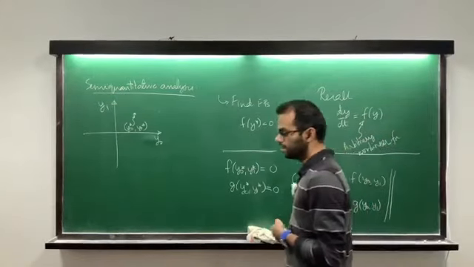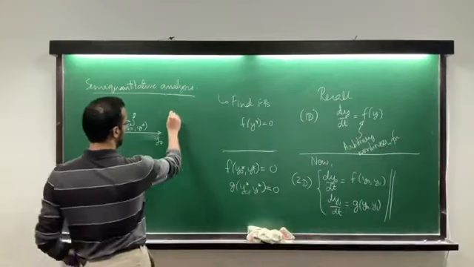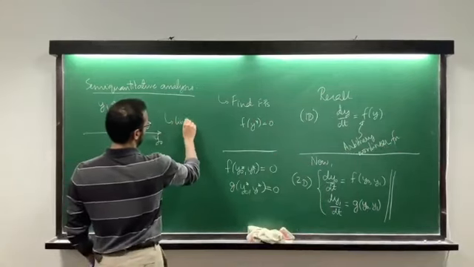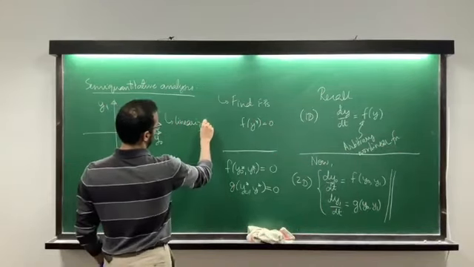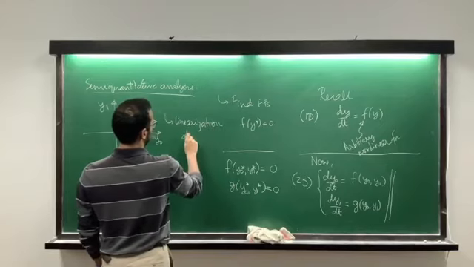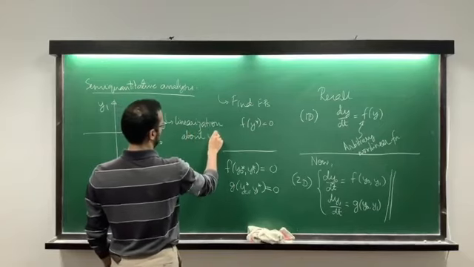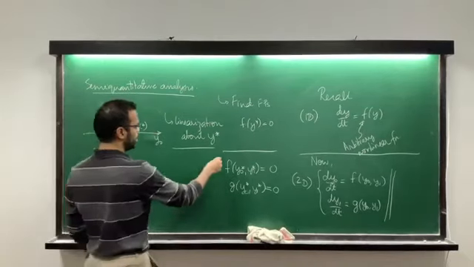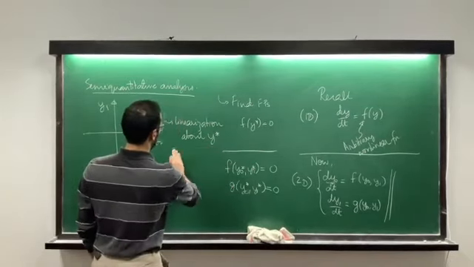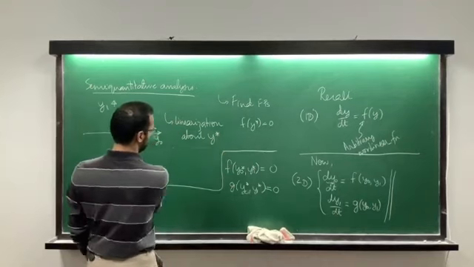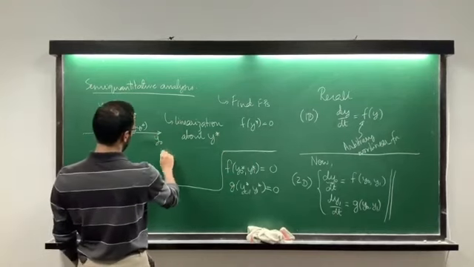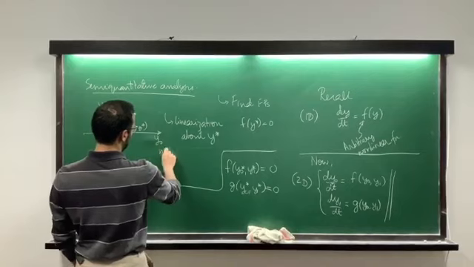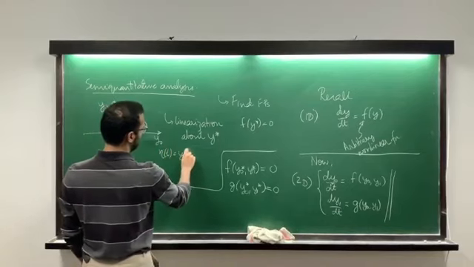What was the second step? The second step was linearization about y star. And what did we do here? For the 1D case, we said eta of t is y of t minus y star.